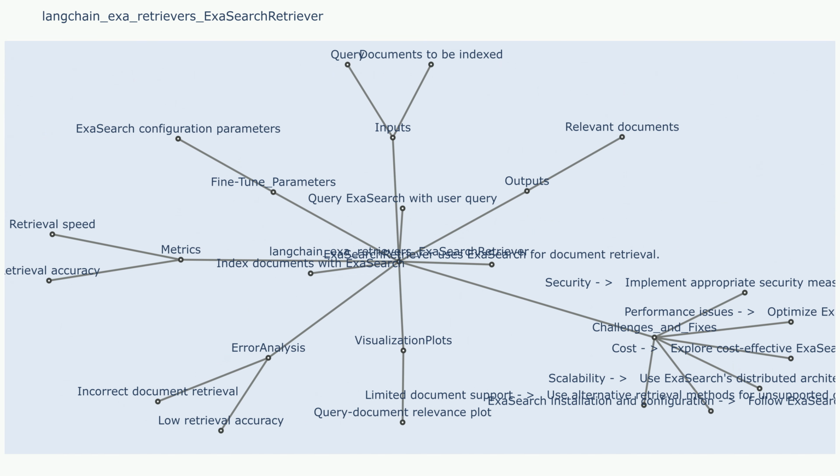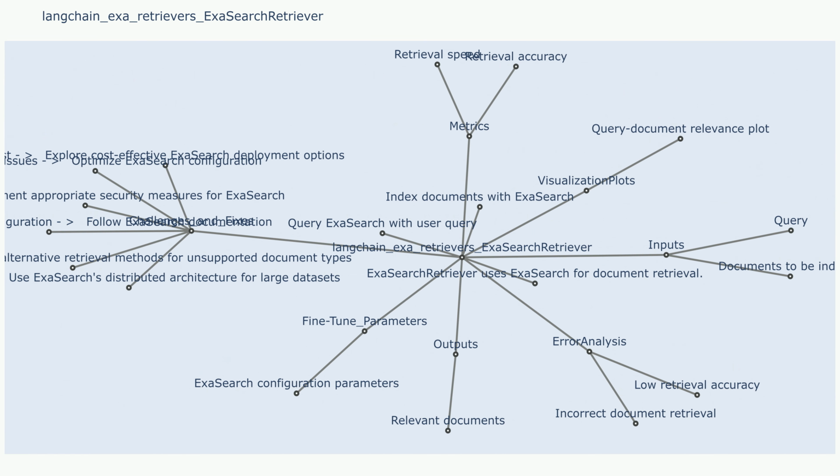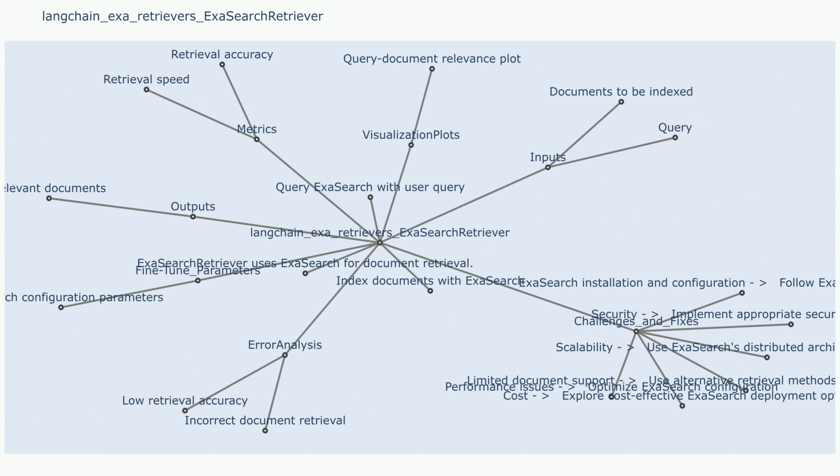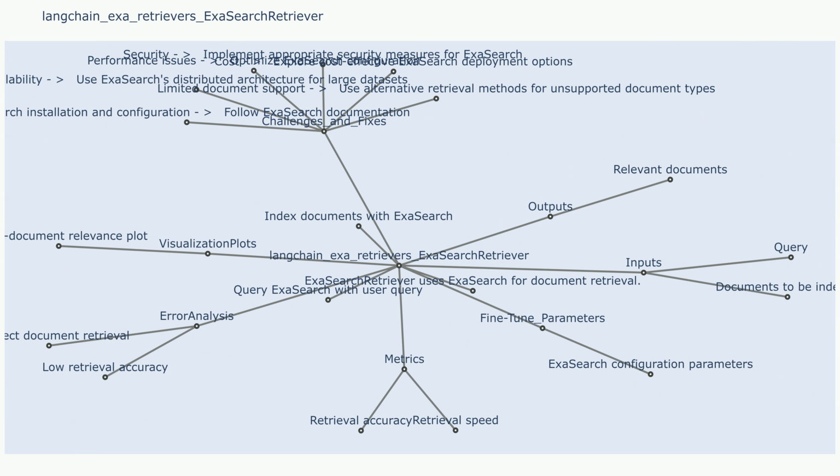Steps: query embedding. The query is embedded into a numerical representation using a pre-trained embedding model. This embedding captures the meaning of the query. Similarity search: the query embedding is used to search for similar embeddings within an ExaSearch index. ExaSearch uses efficient vector search algorithms to find the closest matches to the query. Document retrieval: the documents associated with the closest embeddings are retrieved from the index and returned to the user.